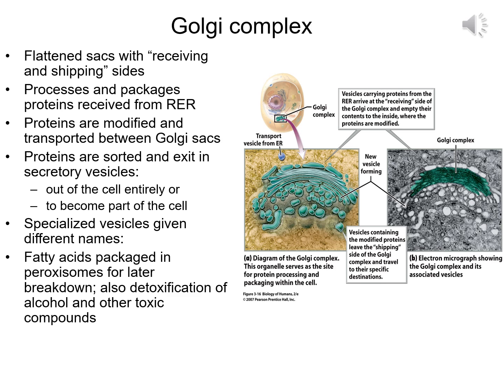Once those packages are shipped out, they're done so by being wrapped in a small membrane vesicle. These vesicles come in a variety of types, and we'll look at a couple of them. One are called peroxisomes. This is where fatty acids are packaged.